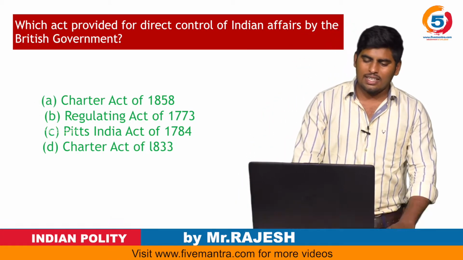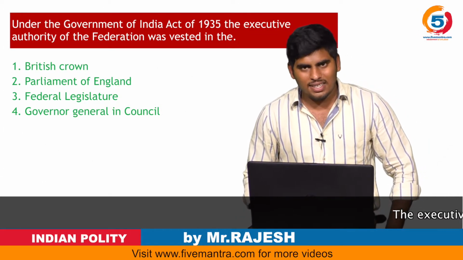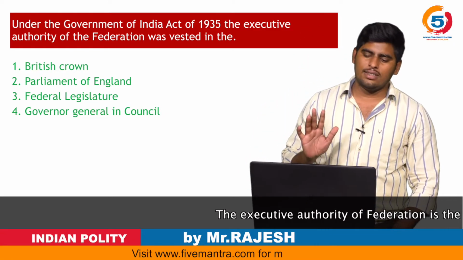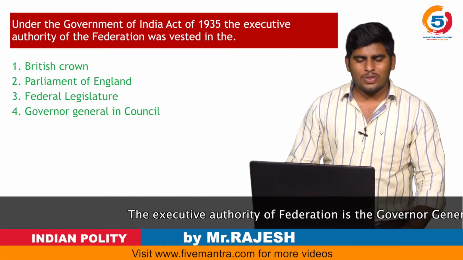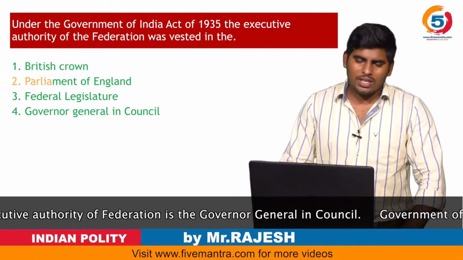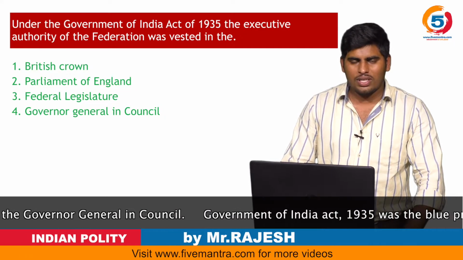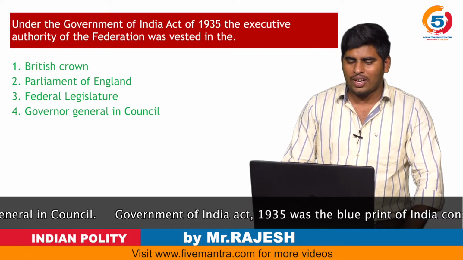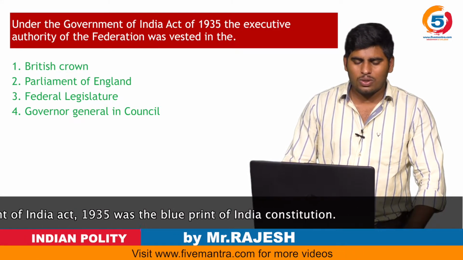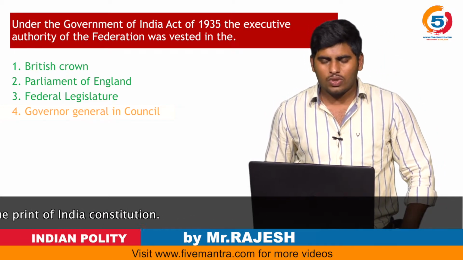Clear? So the next question is: under the Government of India Act 1935, the executive authority of the Federation was vested in whom? Let us see. The first option is the British Crown, that is, the Queen. The second one, the Parliament of England. The third one is the Federal Legislature, whatever the central legislature we had around 1935. The fourth option is the Governor General in Council. So what is the correct option?